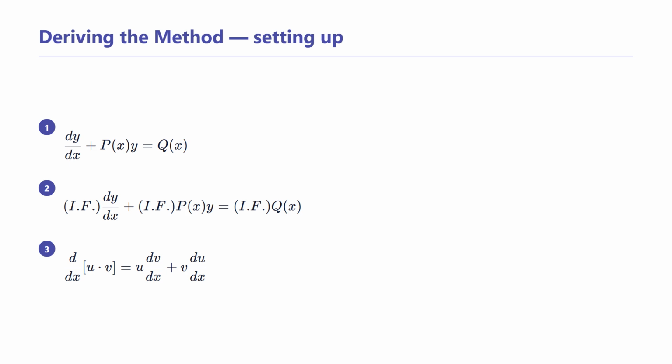Now, look closely at the left side of the equation. It has 2 terms, just like the product rule expansion, which states that the derivative of u times v equals u times the derivative of v plus v times the derivative of u. We want our left side to perfectly match this pattern, where our unknown function y acts as one of the variables.